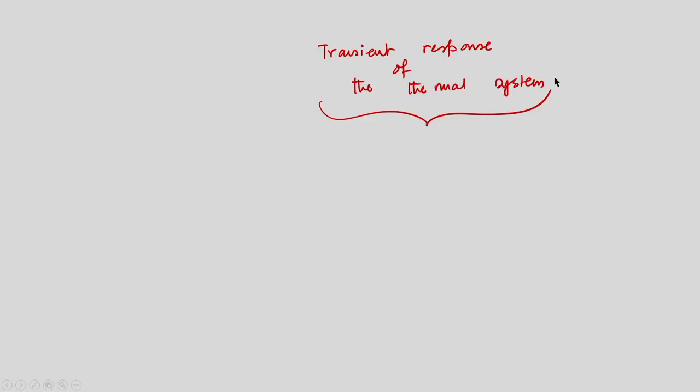So, if we recall the transient response of the thermal system, what is that? We have seen that we have one object, and this object is placed in a convective environment.